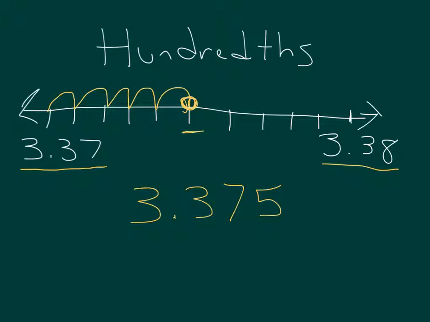Well, it's slap dab in the middle. There's 1, 2, 3, 4, 5 on each side. Because it's straight in the middle, the rule says if it's 5 or up, go up. That means we're going to move this to 3 38/100. The 7 becomes the 8, and the rest of these numbers stay the same, just like that.